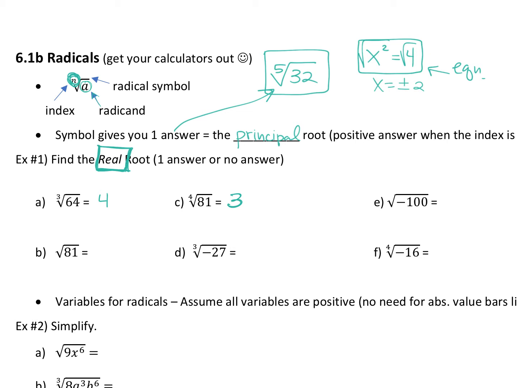Okay, now I want you to plug in the square root of negative 100. So square root is above your x squared there. So second square root, negative 100. Hit enter. Did you get an error? Do you know why you got an error?